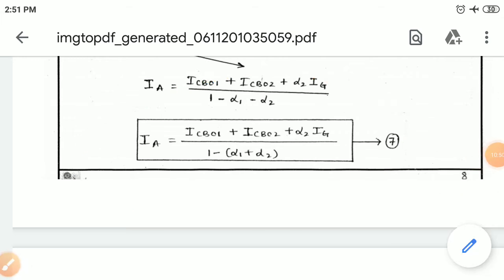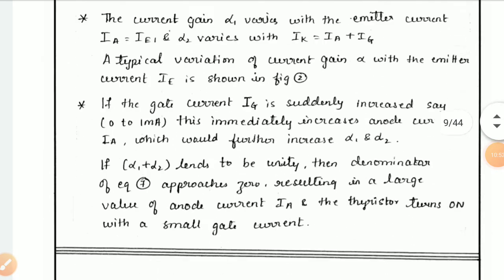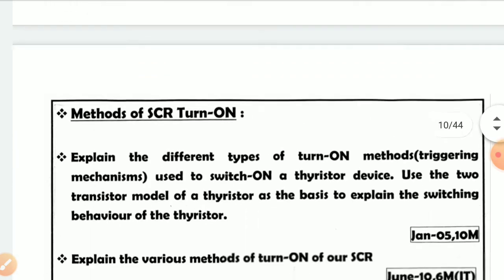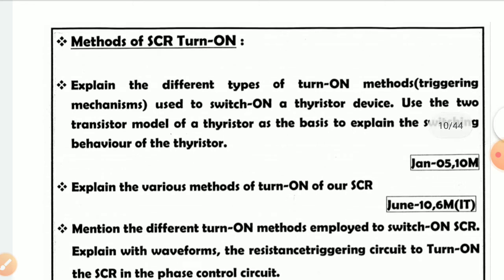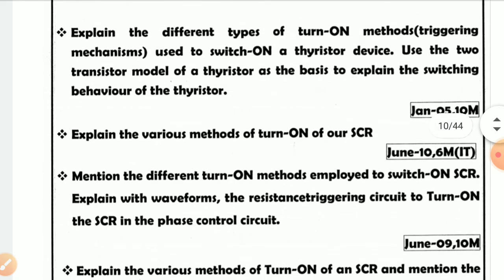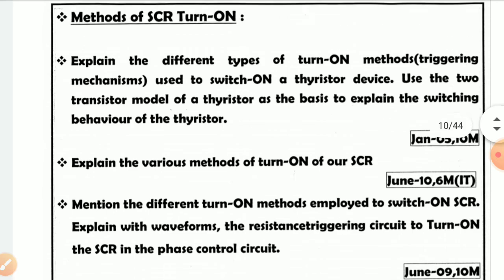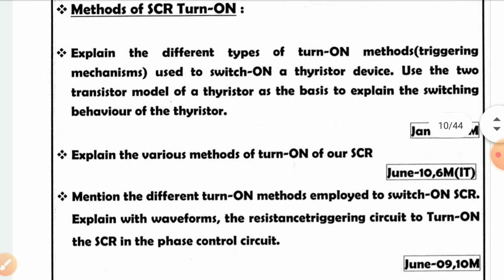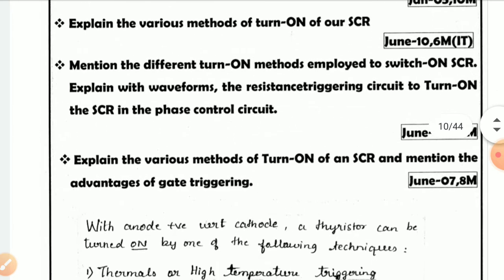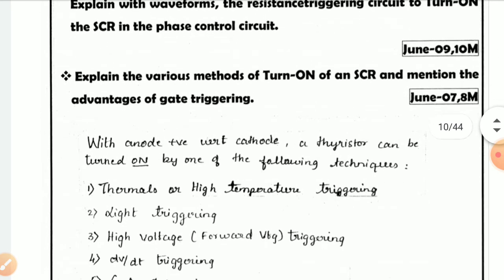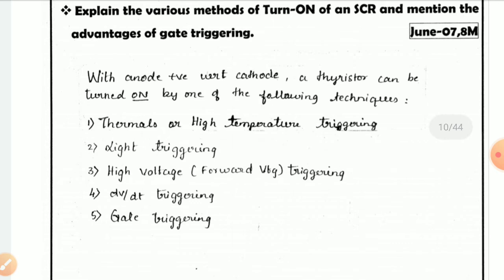Okay, the next concept is the methods of SCR turn on. It has been asked many times in previous year question papers. Here are some of the questions asked in different exams. There are different methods to turn on the SCR with the anode positive with respect to the cathode. The thyristor can be turned on by one of the following techniques.